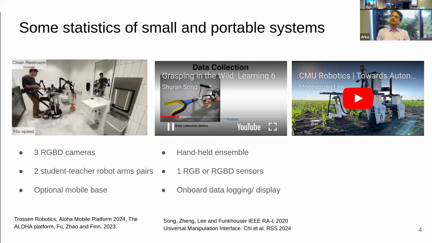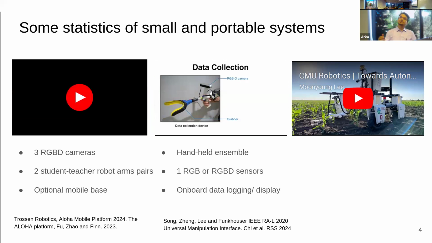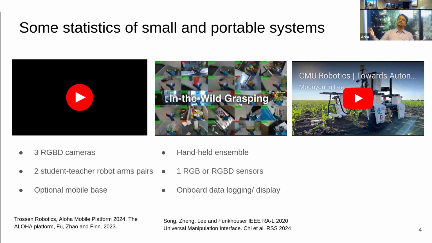Another more portable example is the data capture system for grasping in the wild and the follow-up work Universal Manipulation Interface by Song and colleagues, where the researchers paired a single RGBD camera with a handheld ensemble of gripper and data logging and display systems. And this system was good enough to capture data and train manipulation models.